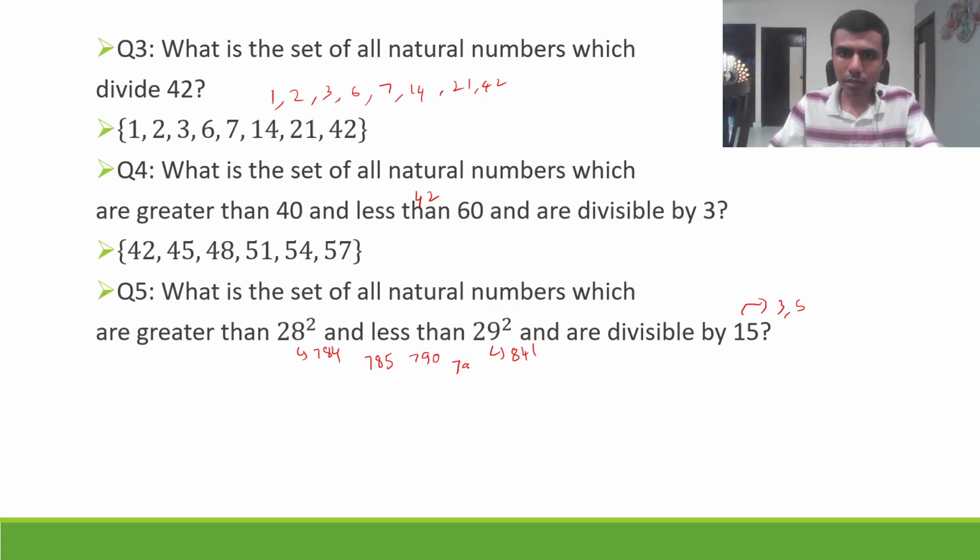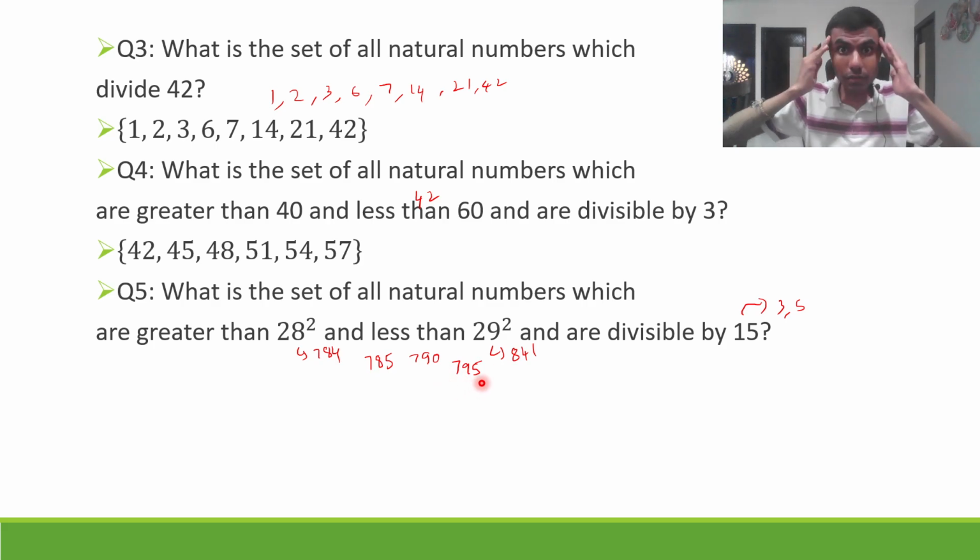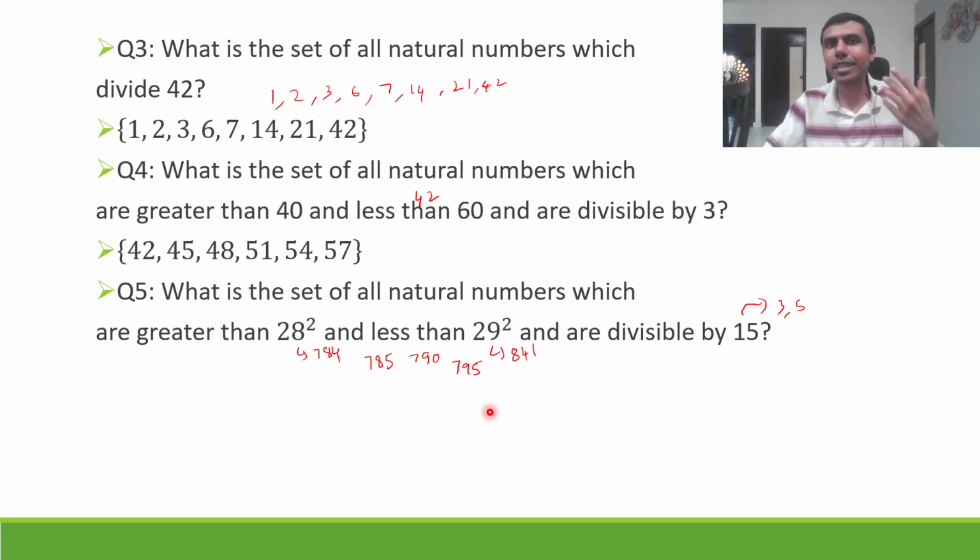Next, 795. 7 plus 9 is 16. 16 plus 5 is 21. Yes, 21 is divisible by 3. So 795 is divisible by 15. Because 795 is divisible by 3, it is divisible by 5 also. Hence it is divisible by 15.